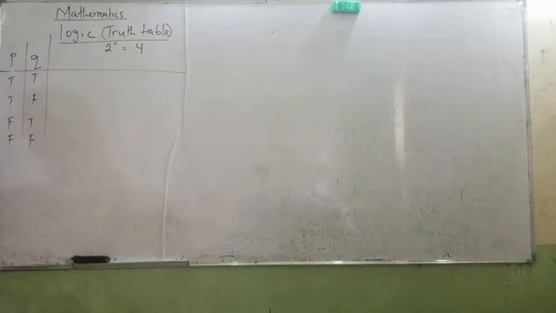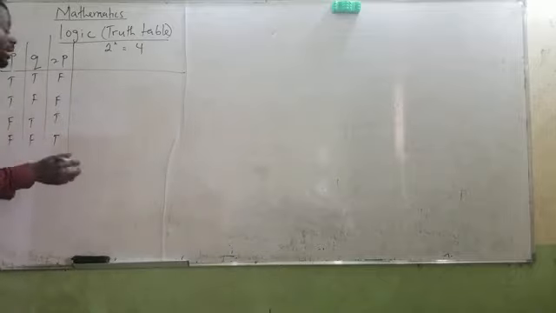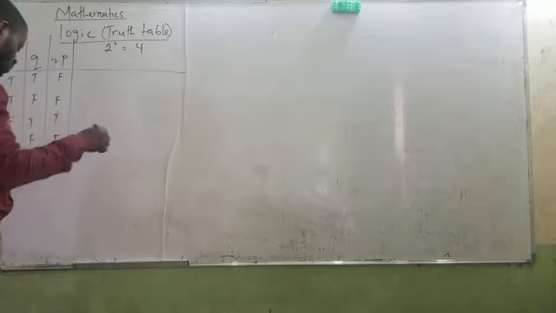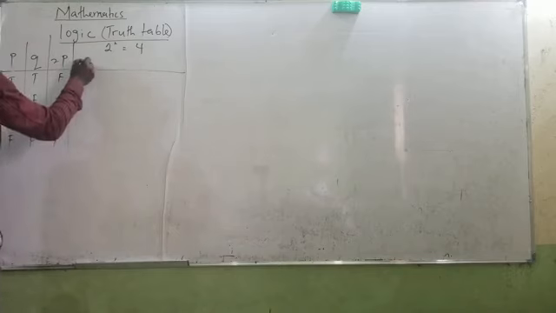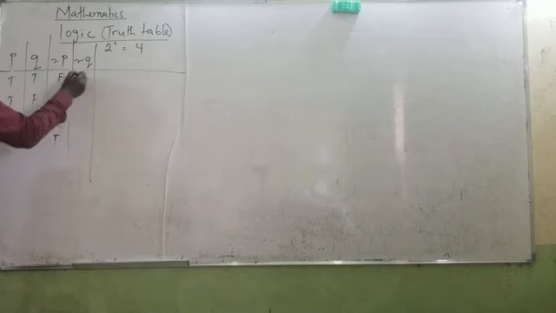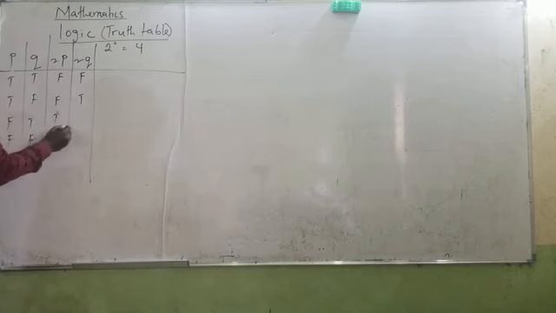The first question is, I have to look for not P. Not P means I move on each value of P: not true is false, not true is false, not false is true, and not false is true. If it is true, it will be false; if it is false, it will be true. Now, this one is not Q. Can you see? Not Q will be false, true, false, true.